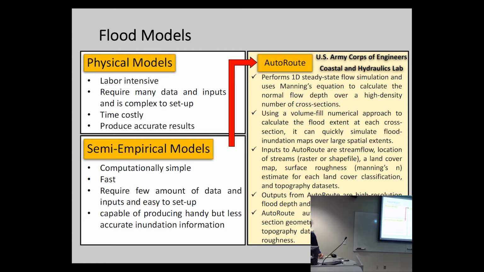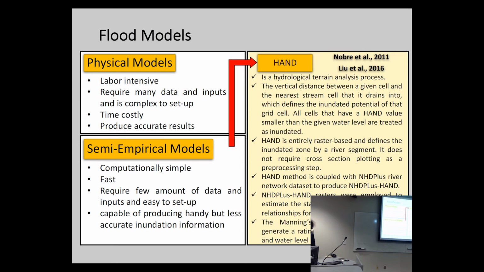Inputs to AutoRoute are streamflow, location of streams, and land cover maps. Surface roughness is estimated for each land cover classification that is provided by sources like the National Land Cover Dataset. Outputs from AutoRoute are also high resolution flood depths and flood inundation maps. AutoRoute automatically samples cross-section geometry and channel slopes from the topography or DEM layer and estimates hydraulic roughness for each cell of that layer.